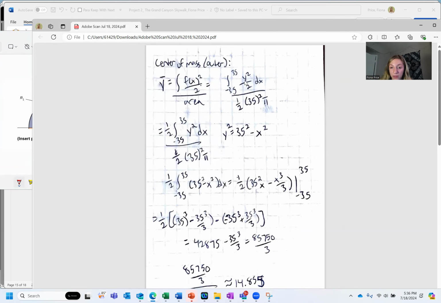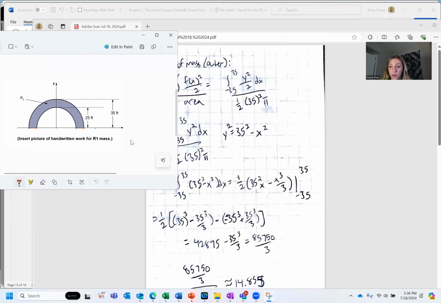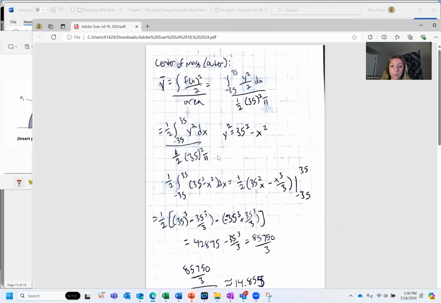Now I can pull out this 1/2 so that we don't have it inside the integral, because it's just easier to deal with the constants outside of them and keep the actual integrand as clean as possible. In the bottom, we're going to have 1/2 times 35 squared times pi, so pi r squared, but remember that this is a semicircle, so we only want half of that area. So this is what it looks like set up.